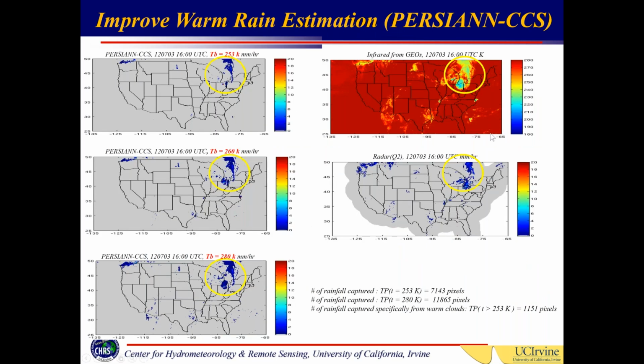This example shows the cloud temperature and the radar rainfall correspondence. In this area, the original 253 threshold actually has good detections, and of course needs a lot of rain too. Then if the threshold starts to increase to 260, 280, a certain portion, the warmer part over Arizona where the radar shows some rain, originally wouldn't be covered because it's warm, but when the temperature threshold is increased to 280 in the training, the warm rain part can be recovered.